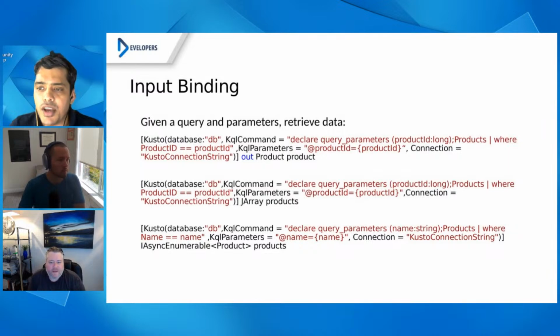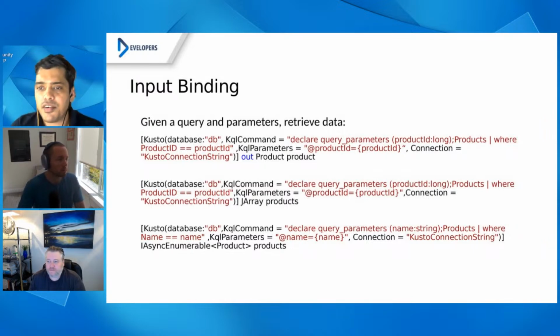And then all that you have to provide for an input binding is a KQL command and the database to execute that again. So here, for example, we have a very simplistic table called products, and you have a predicate called product ID. So you would be able to pass a product ID in this case and then retrieve all the products that correspond to that specific product ID, for example.